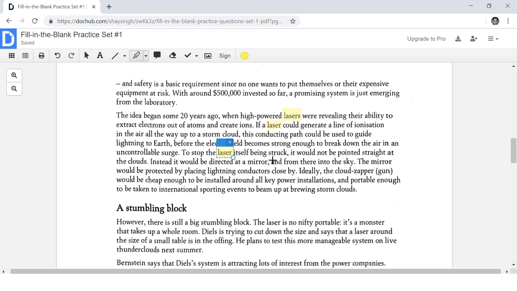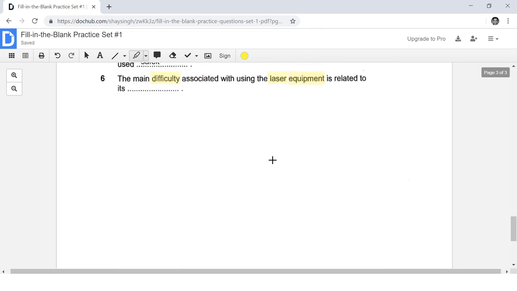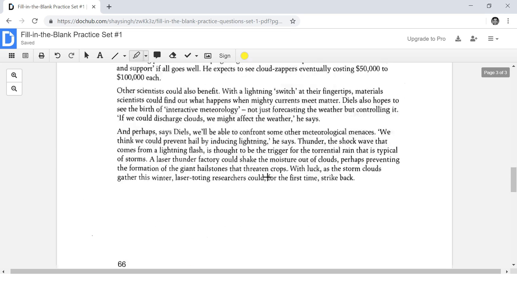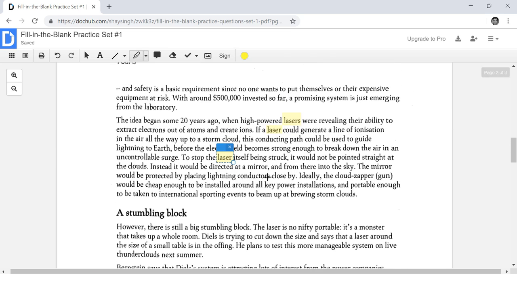So let's go ahead and now look for something related to difficulty, because that is what we're looking for. We have to look for something that is related to some sort of a problem or some sort of a difficulty. So we are not just looking for any general information about lasers. We are looking for very specific information about lasers. We are looking for something related to difficulties and problems. So let's see if we can find that. Once again, I'm only scanning right now. I'm only scanning to see if I can find something related to difficulty or something related to problems regarding lasers.